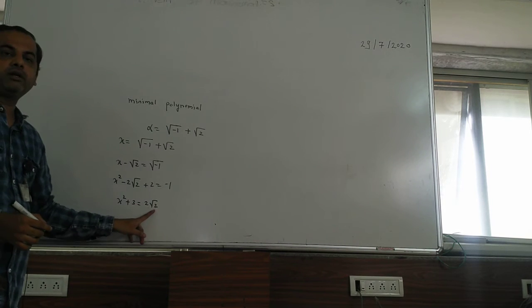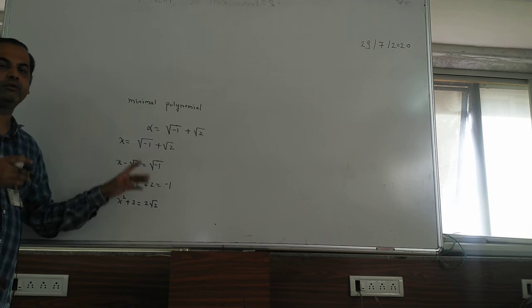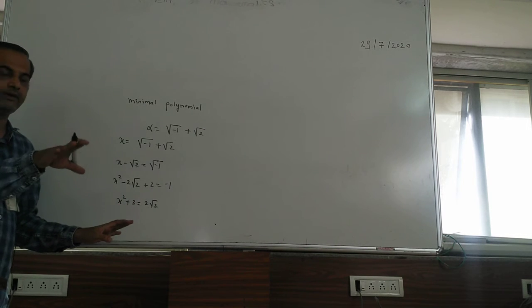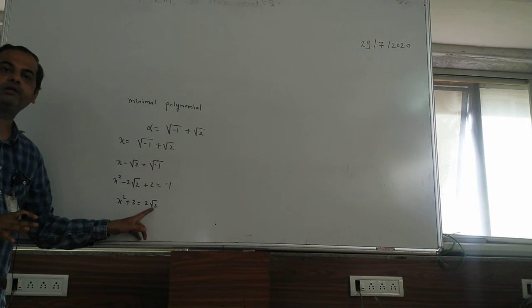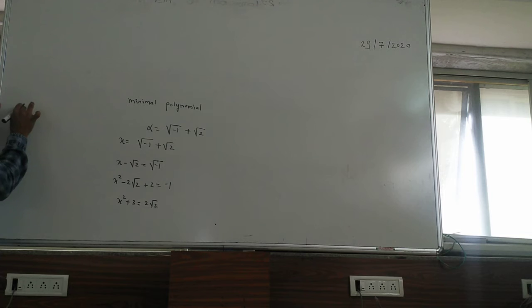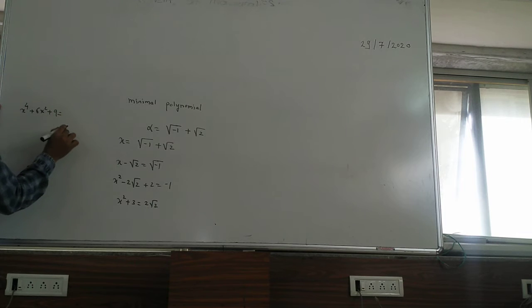Once again, root 2 is not a rational number. Okay. Everything we are doing over the rational numbers. Okay, so your base field F is the rational numbers. It's not a rational number. Take once again a square. So what do you have? x raised to 4 plus 2 into 3, 6 x square plus 9 is equal to 4 into 2, that is 8. So what do you have? x raised to 4 plus 6x square plus 1 is equal to 0.